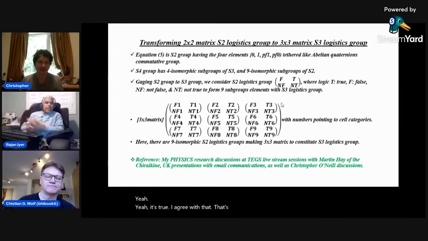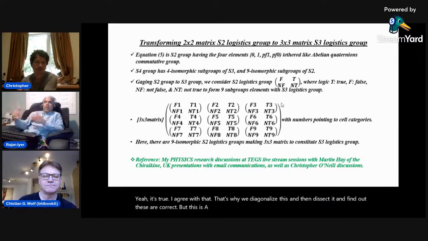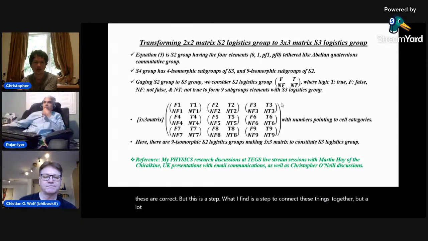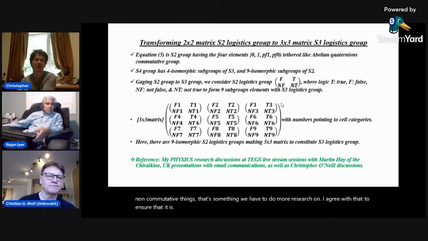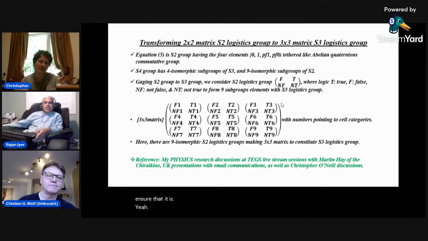Yeah, that's why we diagonalize this and then dissect it and find out these are correct. But this is a step, what I find is a step to connect these things together. But there's a lot of things that we, like you mentioned, about the commutative and non-commutative things. That's something we have to do more research on. I agree with that. You might not be totally wrong. Well, if you did take that step, then it would be wrong. But if there's a different meaning, maybe I'm not interpreting what you're saying correctly.